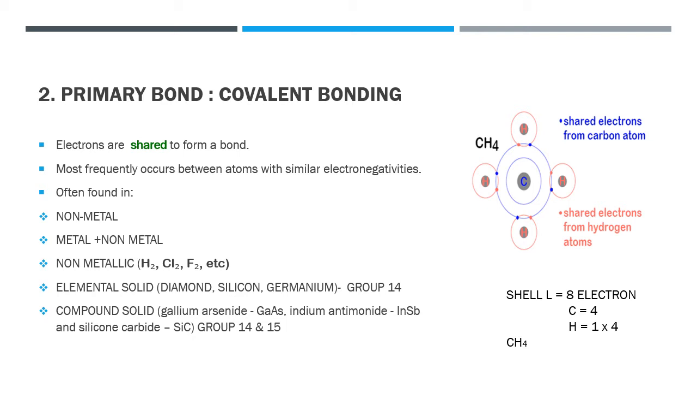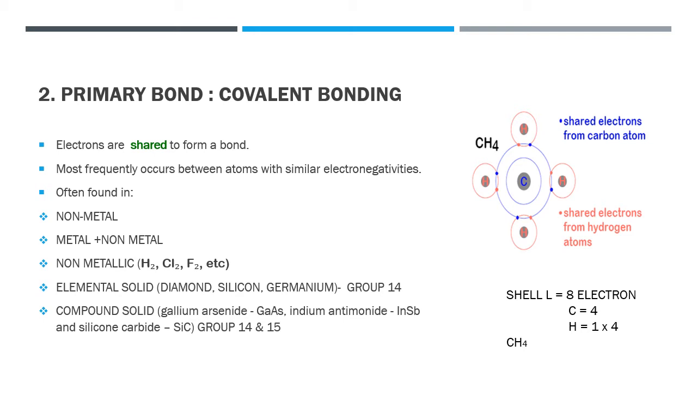It could be in an elemental solid. The most common ones are diamond or carbon, silicon and germanium, in group 14 of the periodic table. It could also be found in a compound solid. A compound solid is a combination of elements, for example gallium arsenide, indium antimonide, and also silicon carbide. Generally, a combination of group 14 and 15.